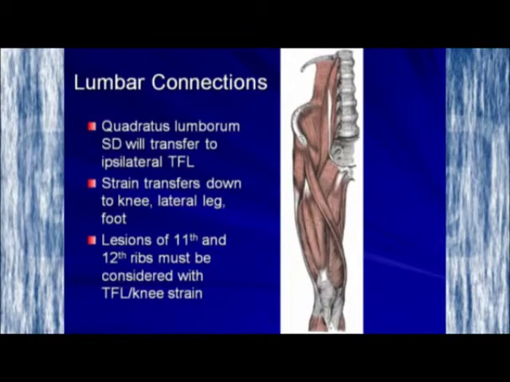You've got quadratus lumborum attaching to rib 12, and that fascia is going to come right through those pelvis muscles and through the hip muscles and transmit down to the lower extremity. It's one really fascial band that comes all the way down, and an abnormal force put through any aspect of that fascial band can transmit those forces to other areas. So it's important to consider all of that.